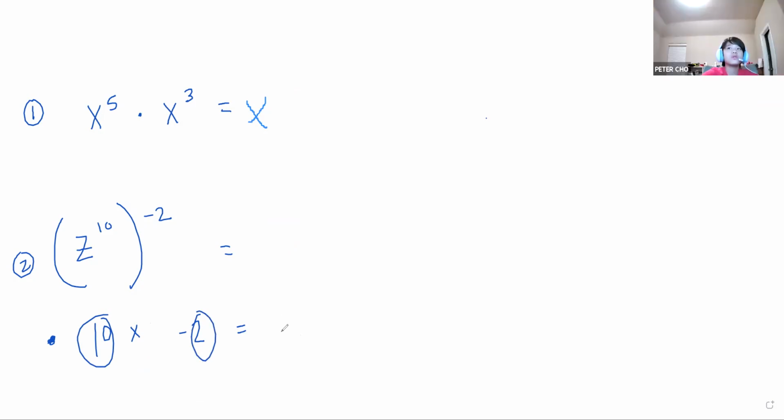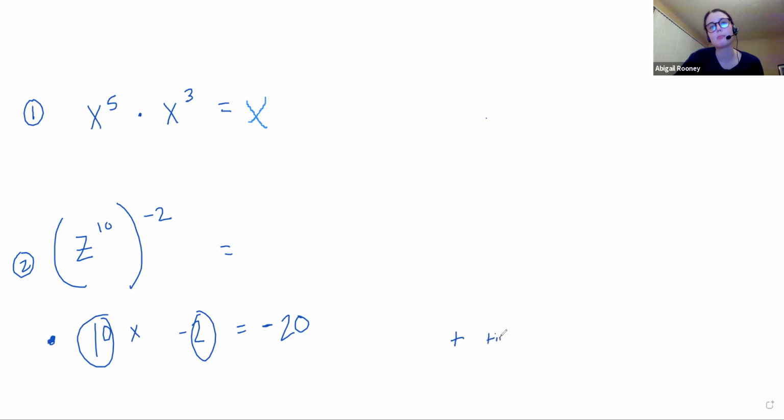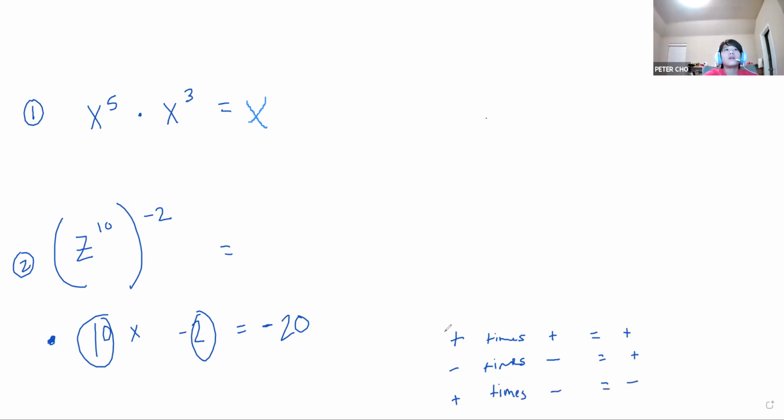10 times 2 equals 20. And then a positive times a negative is always going to be negative, so we make it negative 20. A positive times a positive is going to be a positive. A negative times a negative is going to be a positive. But if we have one of each, then it's going to be negative. Does that make sense? Yes.